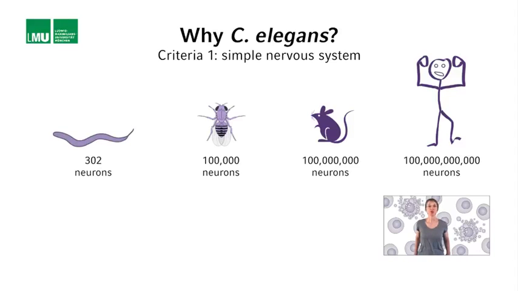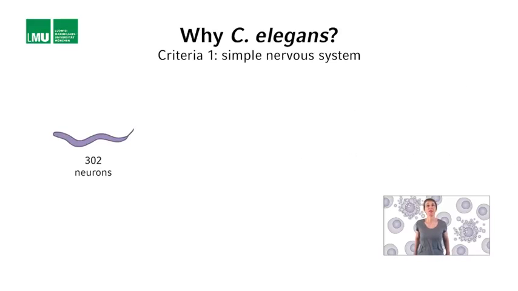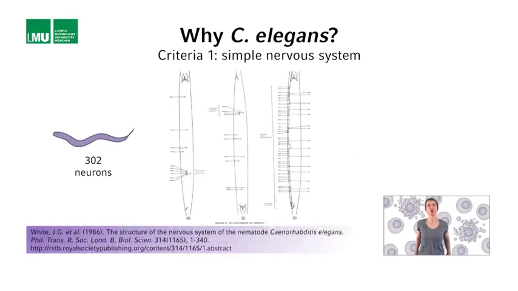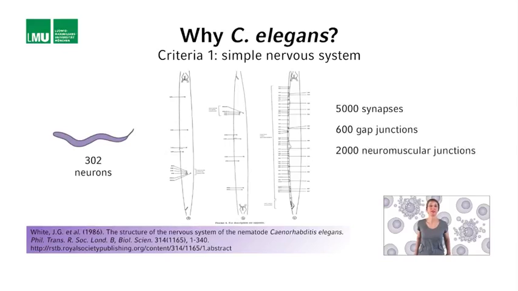Using reconstruction from serial section electron micrographs, John White, Sydney Brenner, and colleagues determined the structure of the C. elegans nervous system and its pattern of connectivity, or connectome, in 1986. They found that the 302 neurons are connected to each other, or talk to each other, through 5,000 synapses, 600 gap junctions, and 2,000 neuromuscular junctions. Think about this, a nervous system composed of 302 neurons, and 302 neurons exactly.